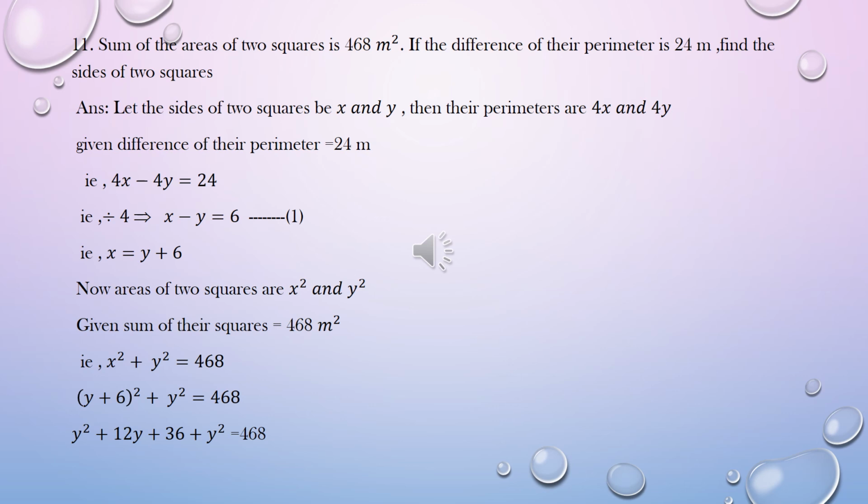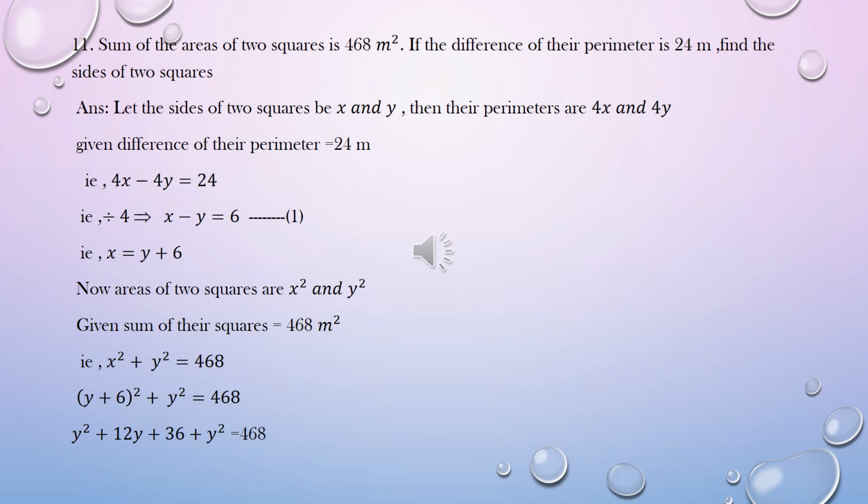Sum of areas of two squares is 468 meter square. If the difference of their perimeter is 24 meter, find the sides of two squares. Here the shape given is a square. So let us take the side of the first square as x and the second square side is equal to y. So we can say area will be x square and y square. In the same way, perimeter will be 4x and 4y.